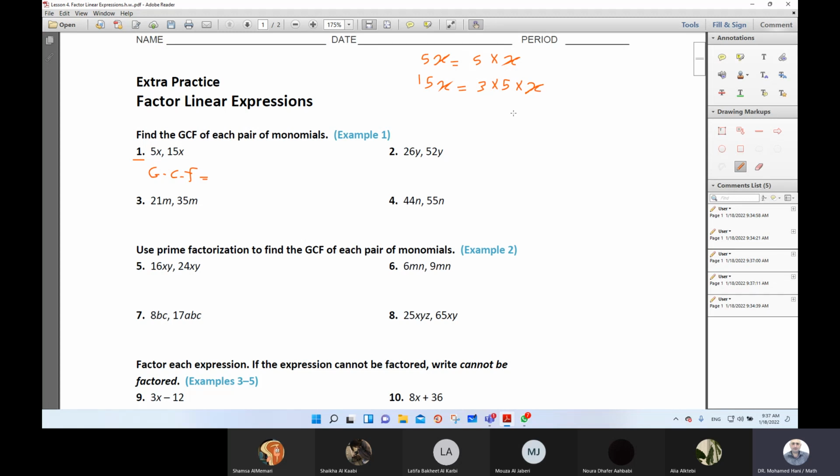Then take the common factors between them. As you see, we have 5 common and x common. So the GCF will be 5x. The GCF will be 5x. So I want all of you to write the second exercise, then find the GCF please, then tell me what your answer is.